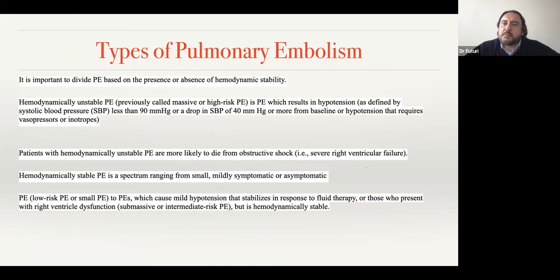We define that typically as systolic blood pressure less than 90, or a drop of more than 40 from their baseline. A lot of these patients will need treatment with vasopressors or inotropes. Some of these patients will ultimately die from obstructive shock from severe right ventricular failure. And patients who have hemodynamically stable PE is a spectrum ranging from small to mildly symptomatic or asymptomatic disease. This is ultimately the more common ones that you may see, certainly in the outpatient setting.